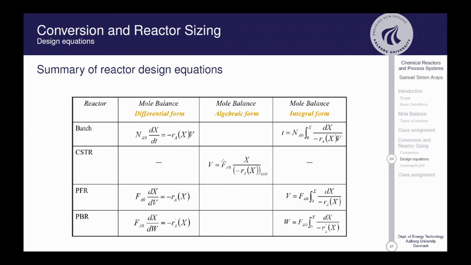But we should know that the more we convert, the bigger the volume that we will need, because you can see here that the rates will be smaller and smaller, and so the volume will be much bigger. Yeah, so that's the summary of our design equations.